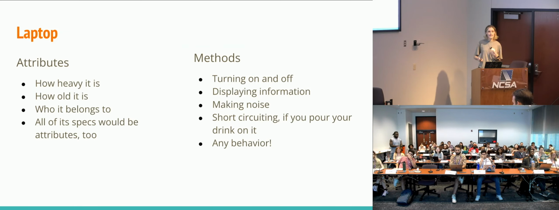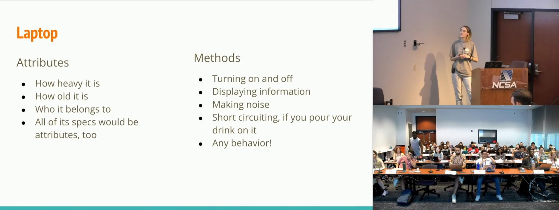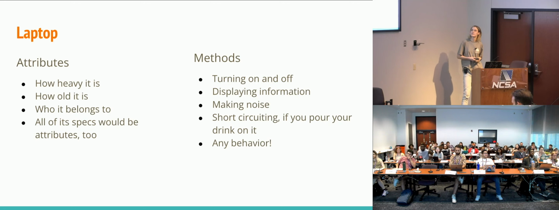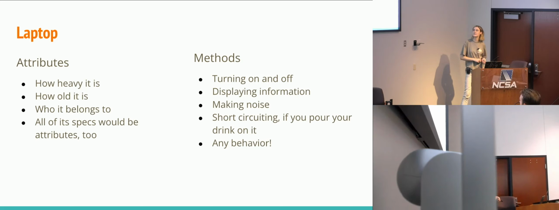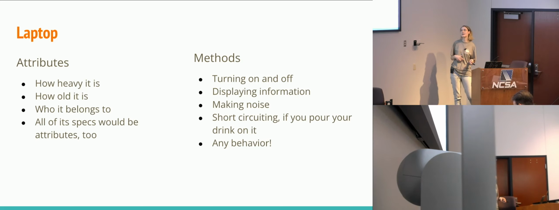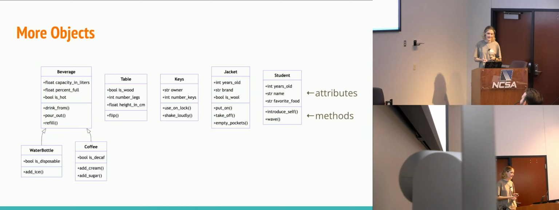So now, let's say you picked a laptop as one of your objects. Think about the attributes: how heavy it is, how old it is, who it belongs to, and all of its specs like resolution and memory. Those are all attributes. Methods would be turning on and off, displaying info, making noise, short-circuiting if you pour your water on it.